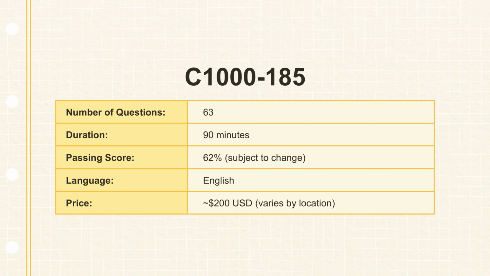We know you want to get straight to the heart of complex topics, fast. And that's exactly what we do here. Today, we're taking a focused look at IBM Cloud Pak for Data. Right. And we're using the C1000-185 certification exam as our guide.